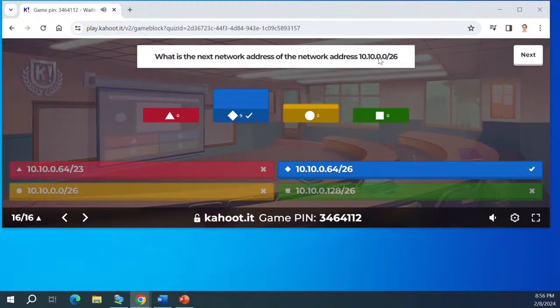So 10.10, so the 26, first of all, what octet are we in? Fourth octet, and a 26 increments by what? 64. So if you add 64 to the fourth octet, you get 10.10.0.64.